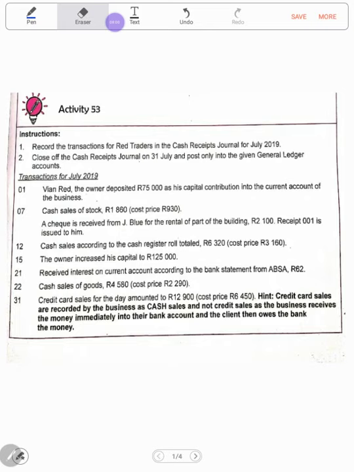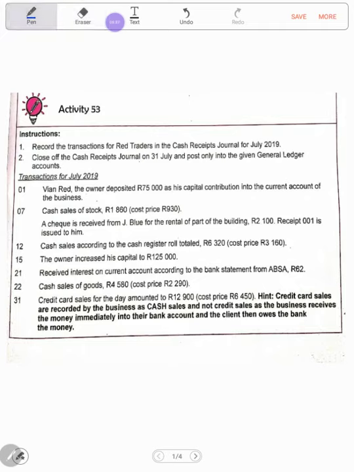Again, we sold goods worth 4,580. How much did we purchase those goods for? 2,290. Then they say on the 31st, credit card sales for the day amounted to 12,900. Cost price 6,450. And in bold, they give you a hint. Credit card sales are recorded by the business as cash sales and not credit sales, as the business receives the money immediately into their bank account and the client then owes the bank money.